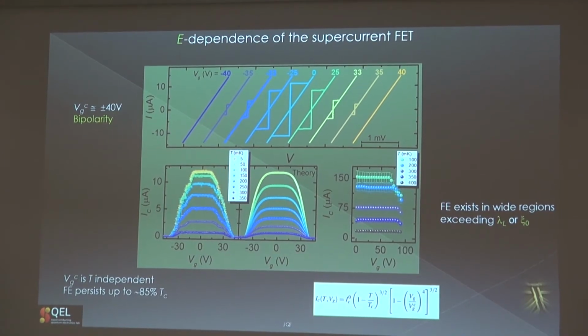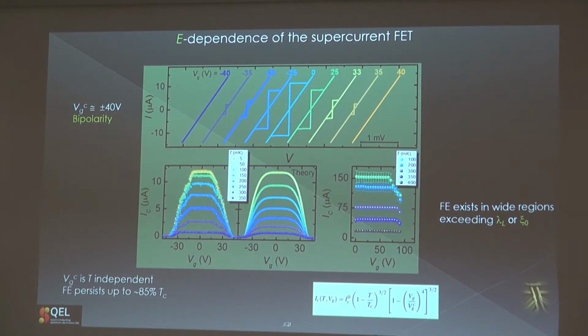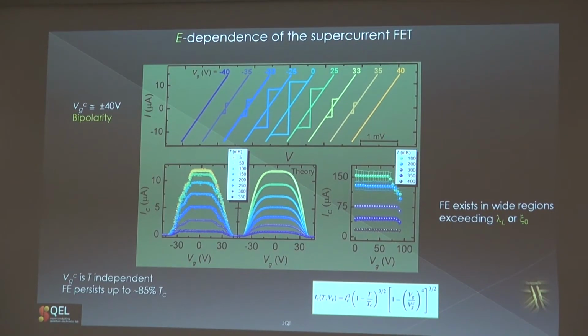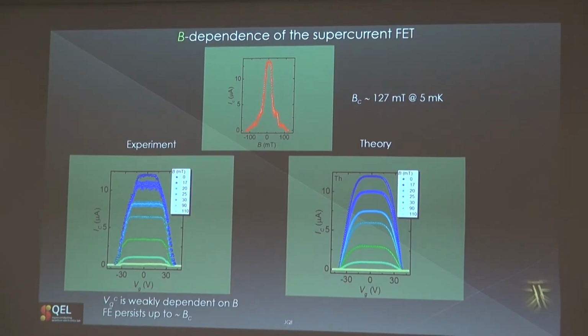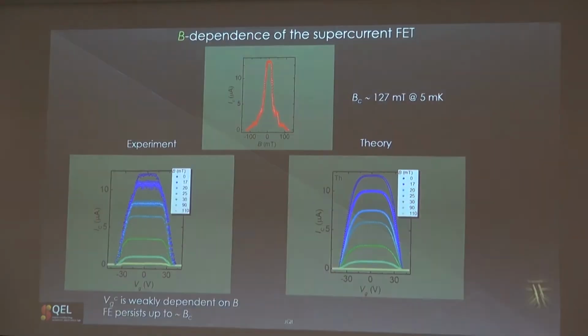But of course, the electric field has to propagate in some sense in a direction. I mean, the relevant direction is the thickness, that is always much smaller than or comparable to the coherence length.